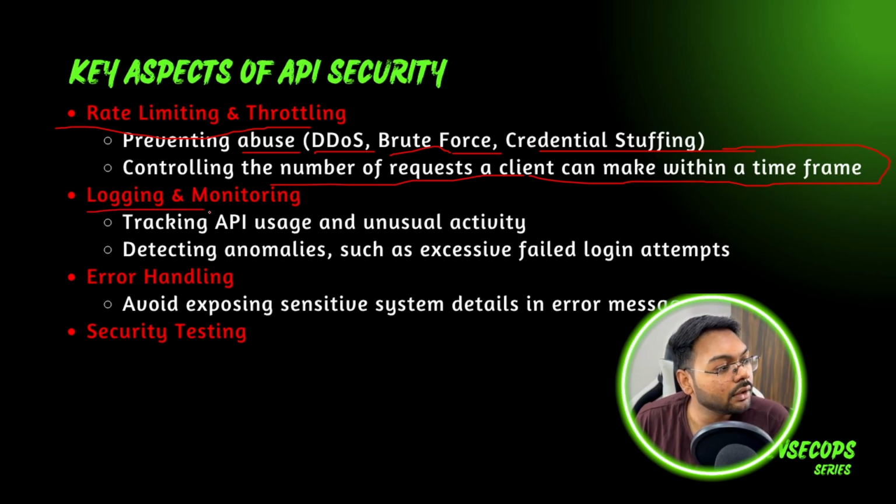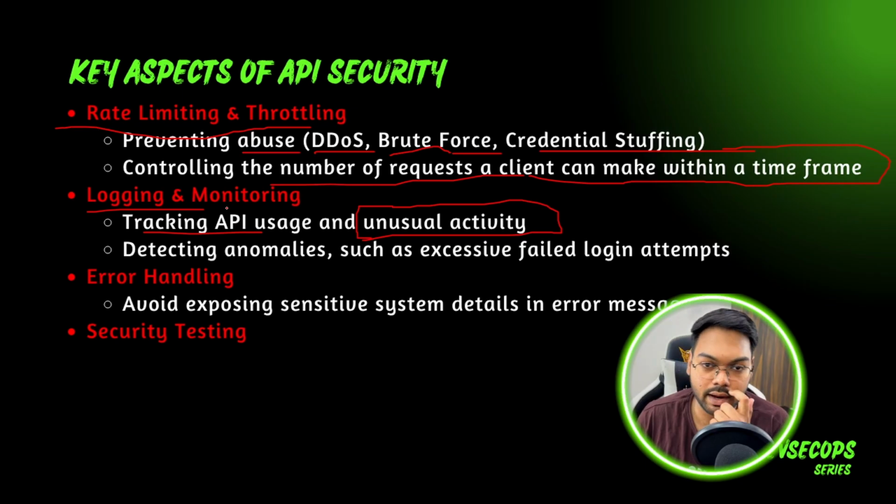Then logging and monitoring. You need to track your API usage, and you need to make sure there are no unusual activities on your APIs. That's why we want to embed security in it. Once you log and monitor your APIs, only then will you get this kind of information. Otherwise, if you just create your application and deploy it without any basic logging or monitoring, you would never know what is happening with the application, what kind of things it goes through.